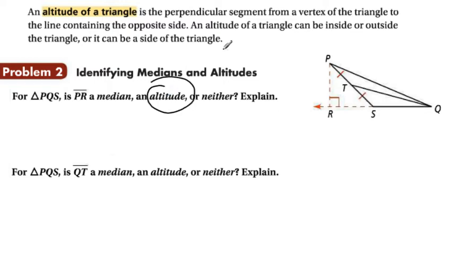It'll take less time. The second one says, for triangle PQS is QT. Now we're looking at the segment from Q to T. Is that a median, altitude, or neither? Well, it's not an altitude because it's not perpendicular. However, it is bisecting the segment, and it is going from the vertex of the triangle to the opposite side. So in this case, this one is definitely a median.